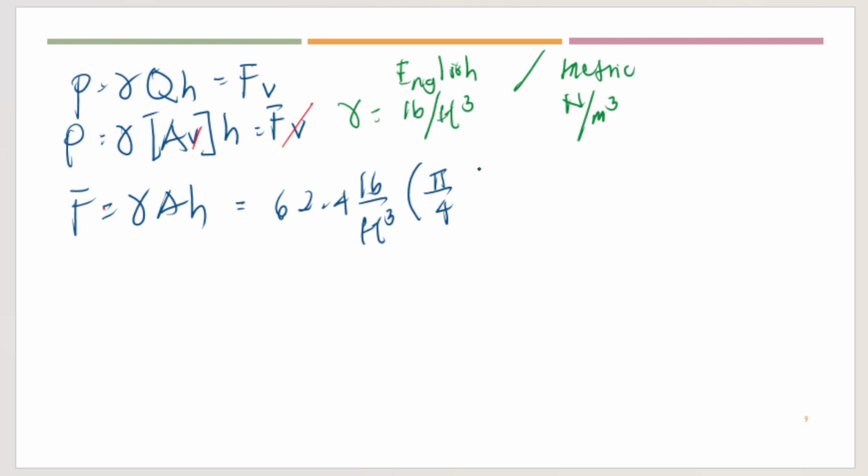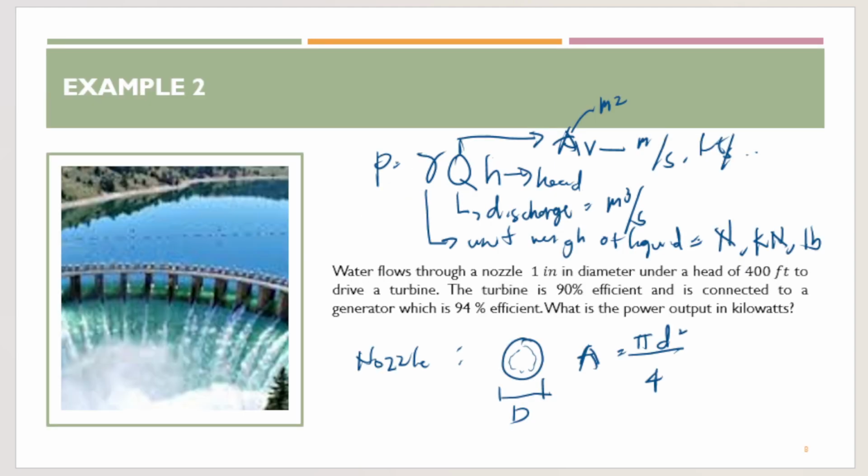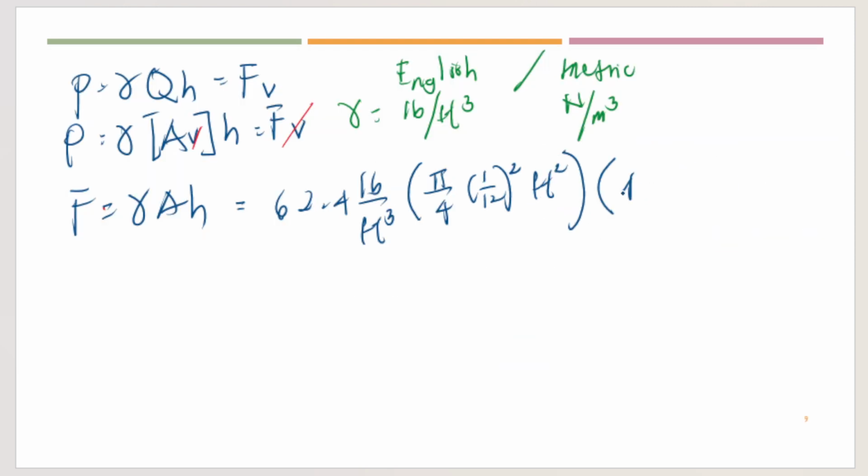Ano yung d squared natin? 1 inch. So, that is 1 over 12 squared. Now, lalabas na to, feet squared na to, dahil yung inches kinonvert natin sa feet. Times the head. Now, sinabi sa atin na yung h or yung head natin is 400 feet. Ayan, nakalagay sa problem. Okay? Times 400. So, therefore, our force is equal to 136.1356817 pounds. Okay? That is the force.